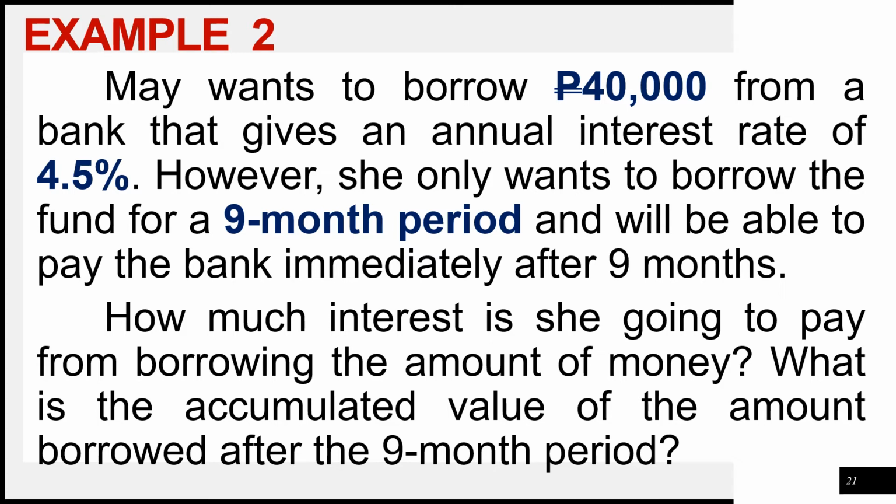Now, we have a condition here. Our term is only a 9-month period. That means it does not reach a year. And then, we are also asked about the accumulated value of the amount borrowed after the 9th month. Since we have the term accumulated value, therefore we are asked about the future value of the amount that is borrowed by May. And that is what we're going to solve.